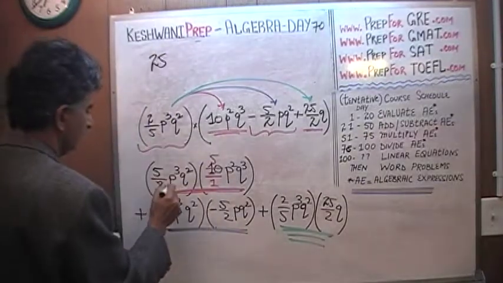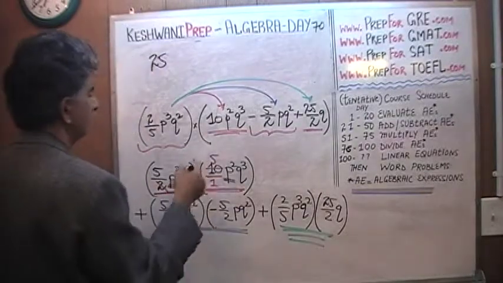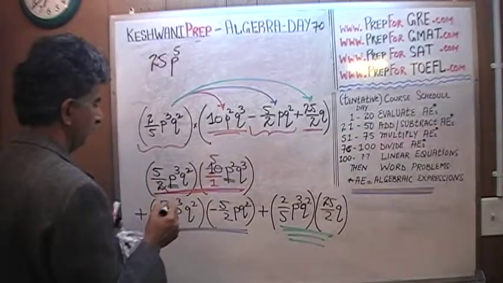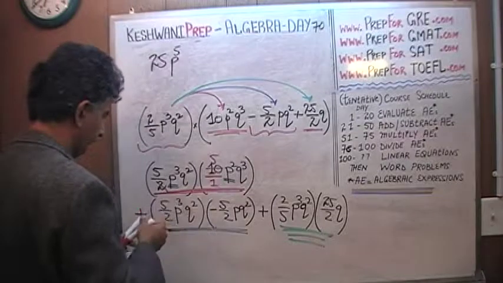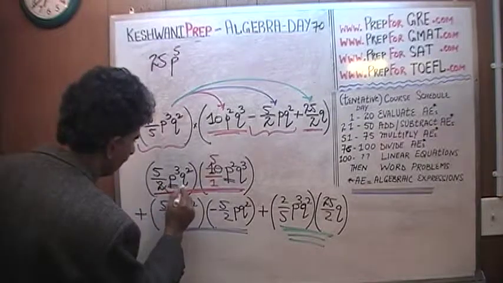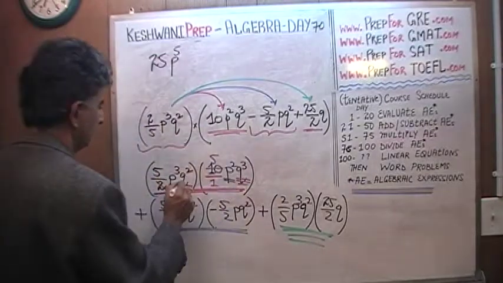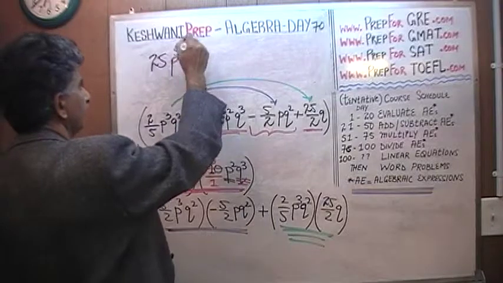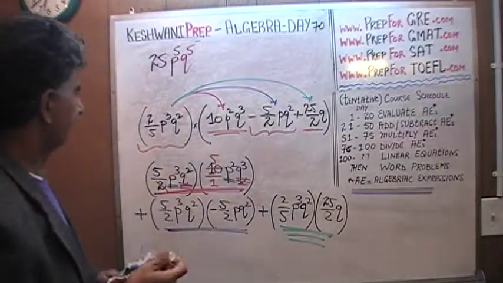Then we have p cubed times p squared. P cubed times p squared is p to the fifth. Then we have q squared times q to the third. Q squared times q to the third is going to give us q to the fifth. That takes care of the first term.